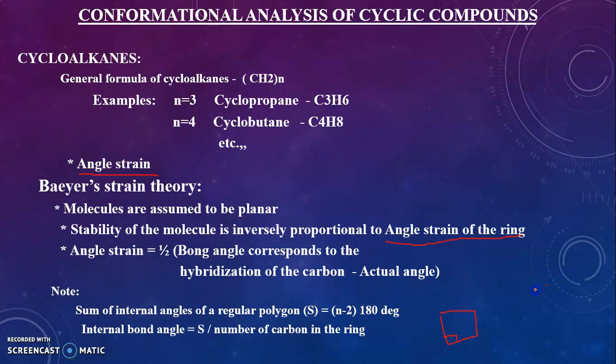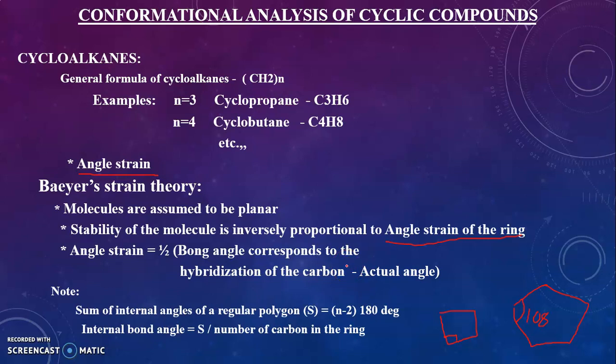Similarly, if you go to cyclopentane, suppose I assume cyclopentane as a regular polygon, it has 5 sides, therefore 5 minus 2 is 3, 3 into 180 degrees divided by the number of carbons in the ring, 5. So 3 into 180 by 5 will give you 108 degrees. So in cyclopentane, the internal bond angle is 108 degrees. Are you able to follow? Like this, we can calculate the internal angle in cyclohexane, cycloheptane.